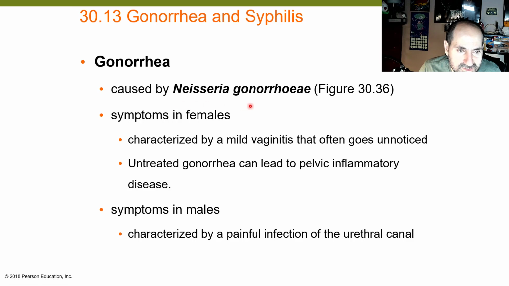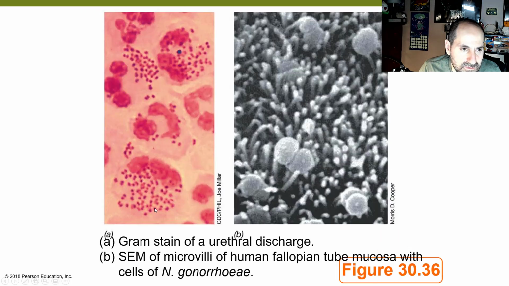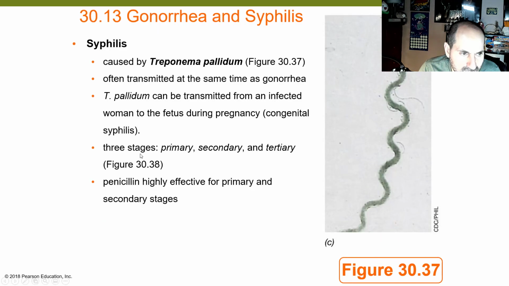Gonorrhea is caused by Neisseria gonorrhoeae. And you should know, again, that it's commonly asymptomatic in females, whereas highly painful in males. You should know that syphilis is caused by Treponema pallidum. You should know that. And you should know about primary, secondary, and tertiary syphilis.